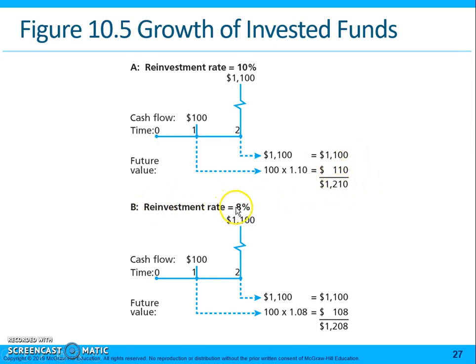And in B, our reinvestment rate falls to 8%. We're going to receive the same cash flows. However, we're only going to earn 8% on this reinvested coupon. So we're going to end up with $108 versus $110. So we'll end up with $2 less due to reinvestment risk.